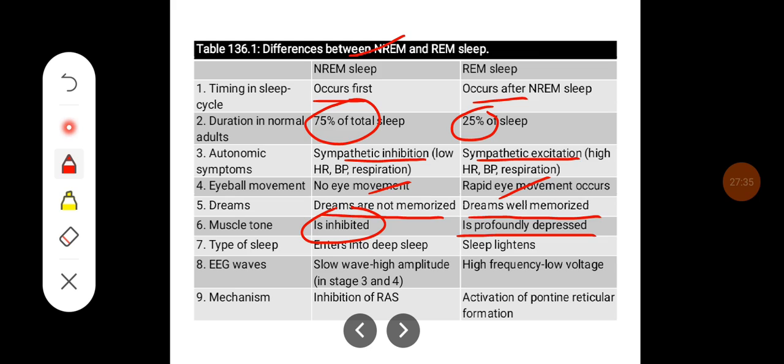The type of sleep is predominantly deep sleep in NREM, and with REM, sleep lightens. You can see very slow wave and high amplitude EEG waves in NREM, whereas in REM we can see high frequency and low voltage brain waves. NREM sleep occurs mainly because of the inhibition of RAS, that is the reticular activating system, and REM sleep occurs because of the activation of the pontine reticular formation.